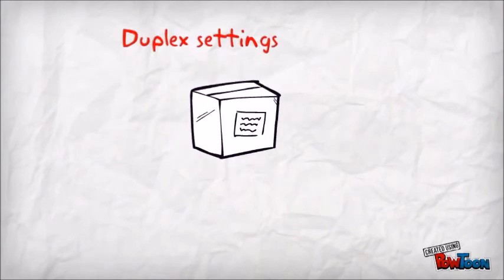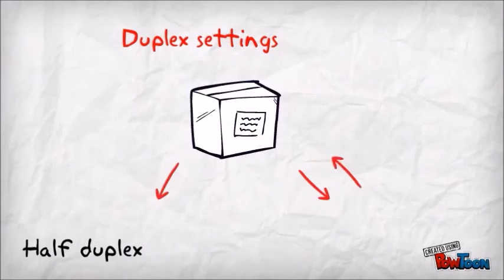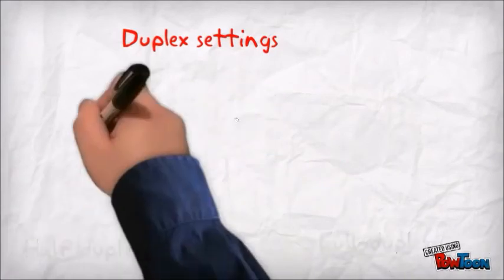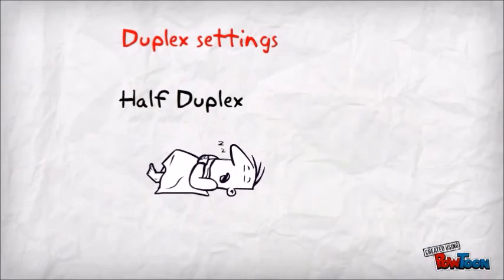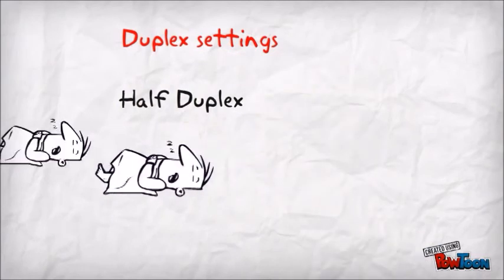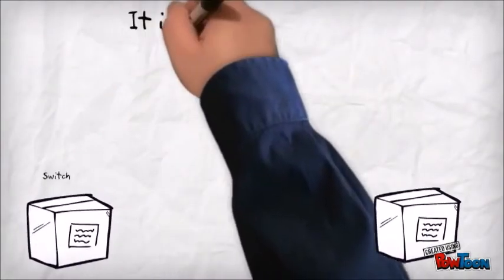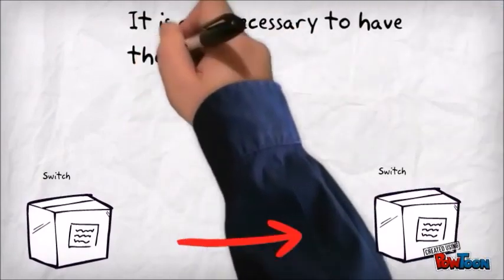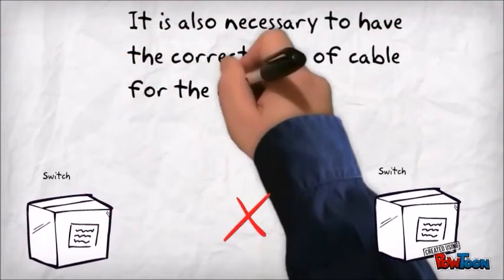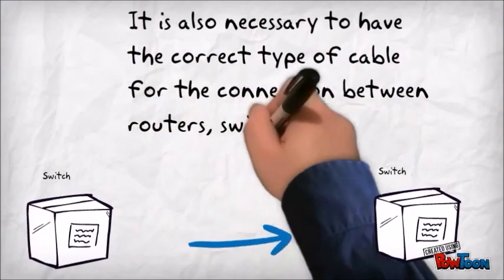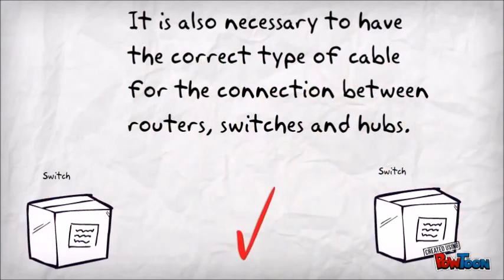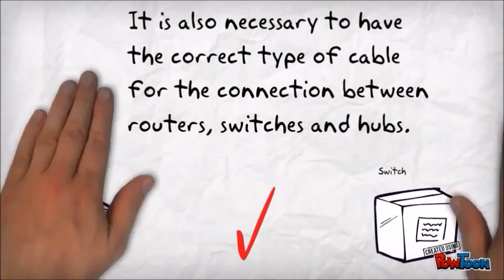The switch has some basic settings known as duplex settings. The communication is either directional or bidirectional. These settings are called half duplex and full duplex. Half duplex communication means that sending and receiving data don't occur at the same time. On the other hand, full duplex means that sending and receiving data occur at the same time. It is also necessary to have the correct type of cable for each port. The connections among switches, hubs and routers require specific cables. Now most devices use the Auto-MDIX feature.